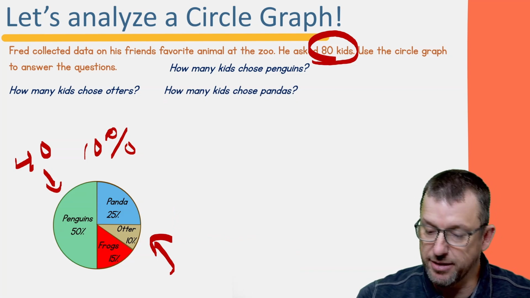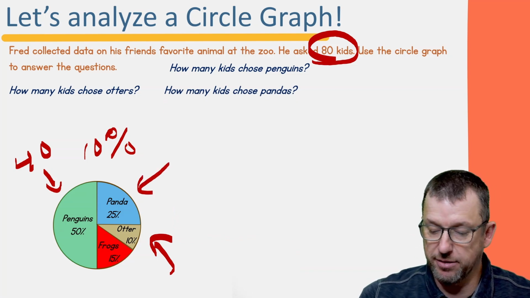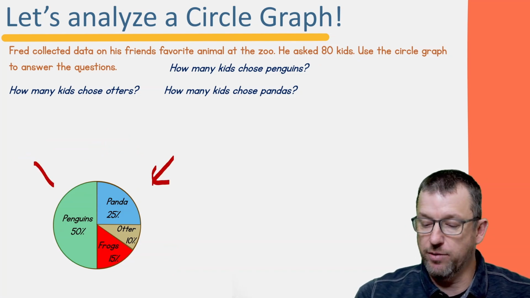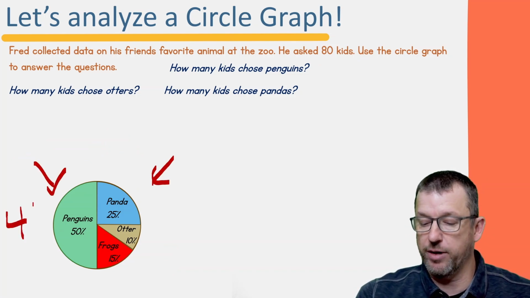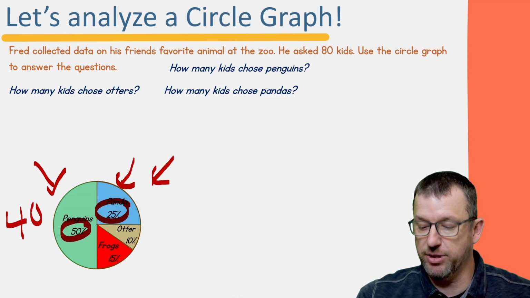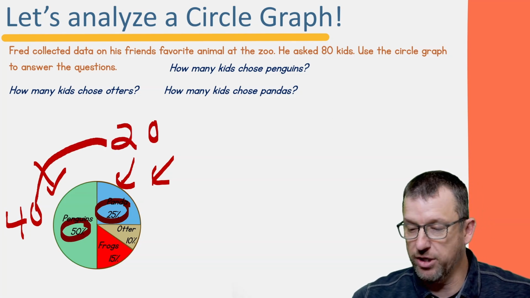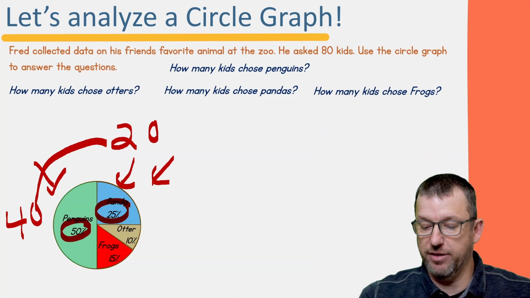How many chose pandas? Well, let me erase some of this stuff on my screen. Pandas is 25% of the total. Penguins was 50% of the total. This told us 40. And isn't 25% half of 50%? Yes, it is. So what's half of 40? It's 20. Or you could have just said, what's 25% of 80? It would give you the same thing.